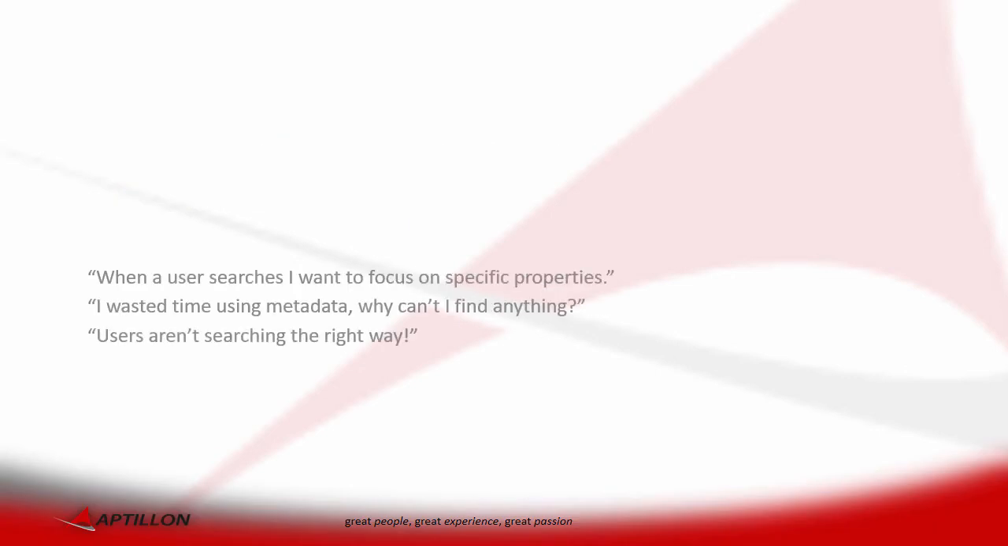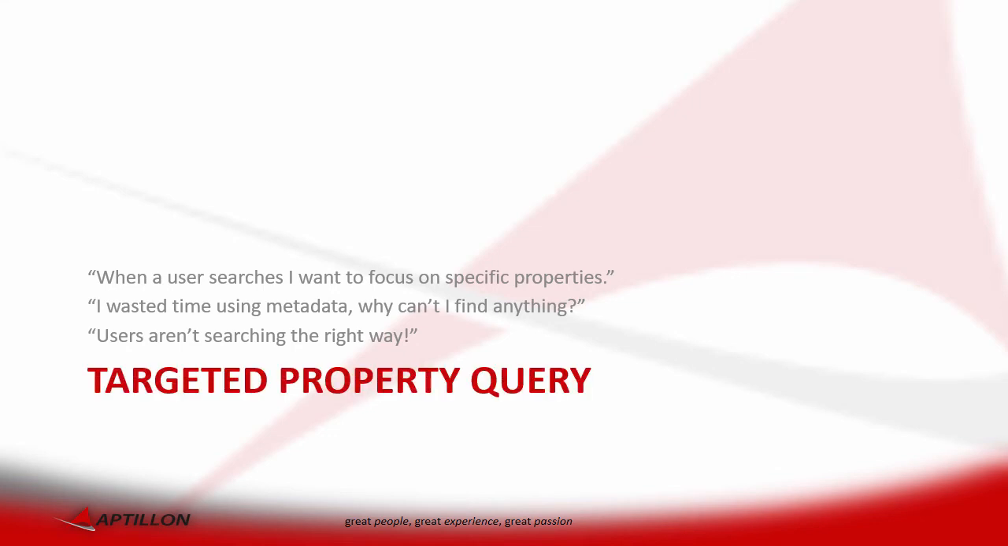In the next example, we're going to try to find out when a user searches for something specific and we want to focus that search on specific properties. In other words, they're using keywords that we want to associate with specific kinds of content. You'll also hear people say that they're wasting time using metadata and they still can't find anything, or you may say that your users aren't searching the right way. But in either case, what we're going to do now is do a targeted property query based on the end user's search.